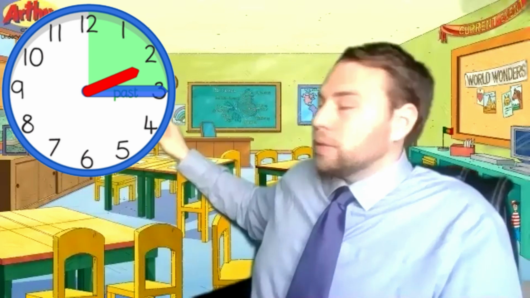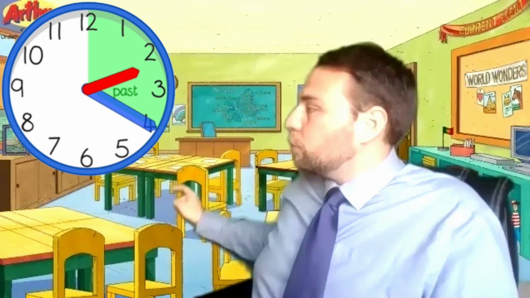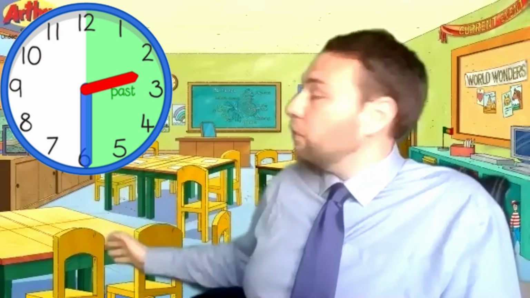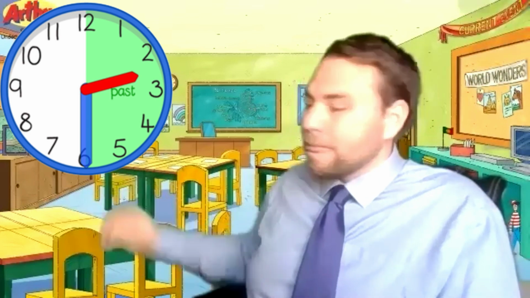So quarter past 2, 20 past 2, 25 past 2, 30 past 2. Oh, look at 30 past 2. The hand is pointing straight down. When the long minute hand is pointing straight down, what time do we call that? It's half past 2. And then we're into that second section.